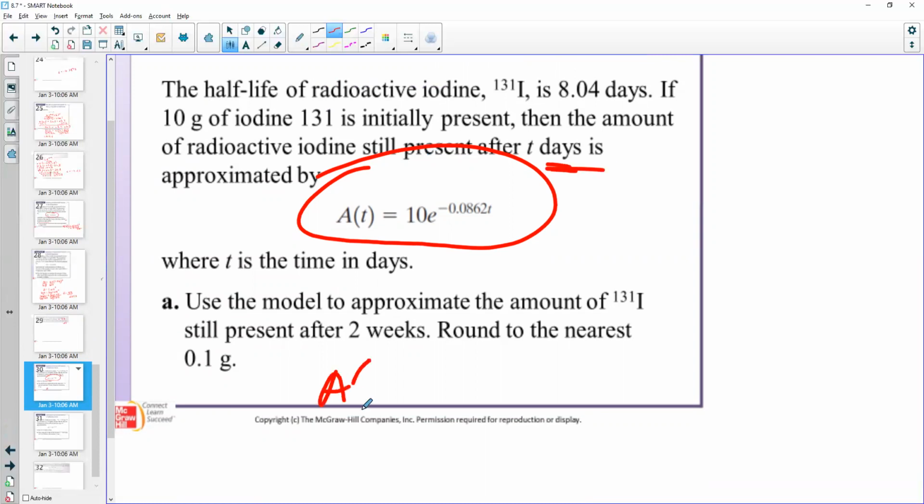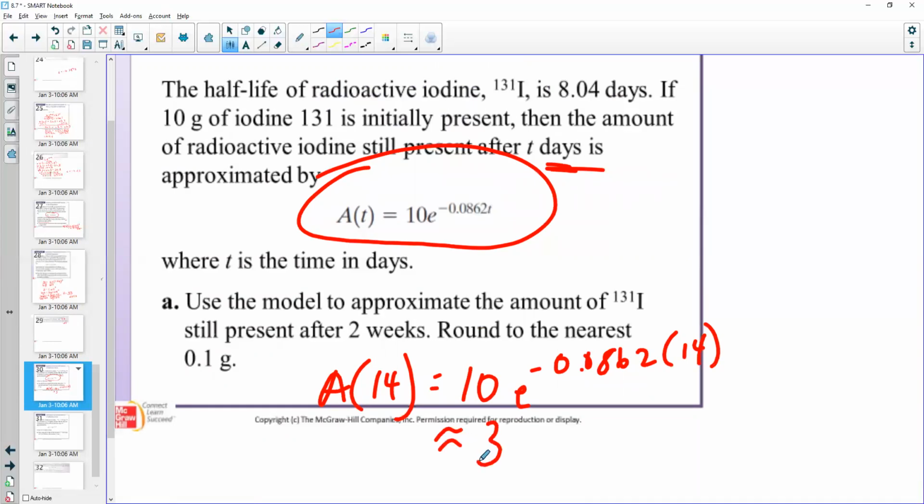So I'm just going to calculate. A of 14 equals 10 times e to the negative 0.0862 times 14. Use your calculator, friends. When you do this, you should get somewhere around 3. And this is an amount, so we're talking in grams.